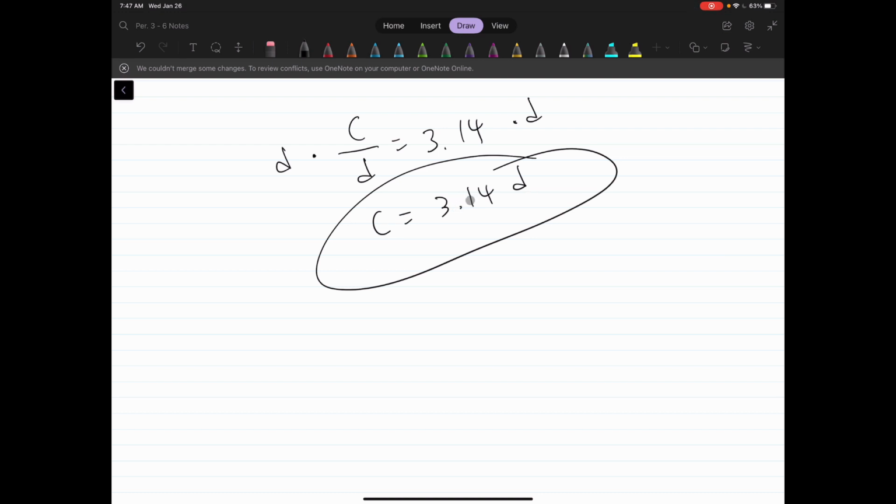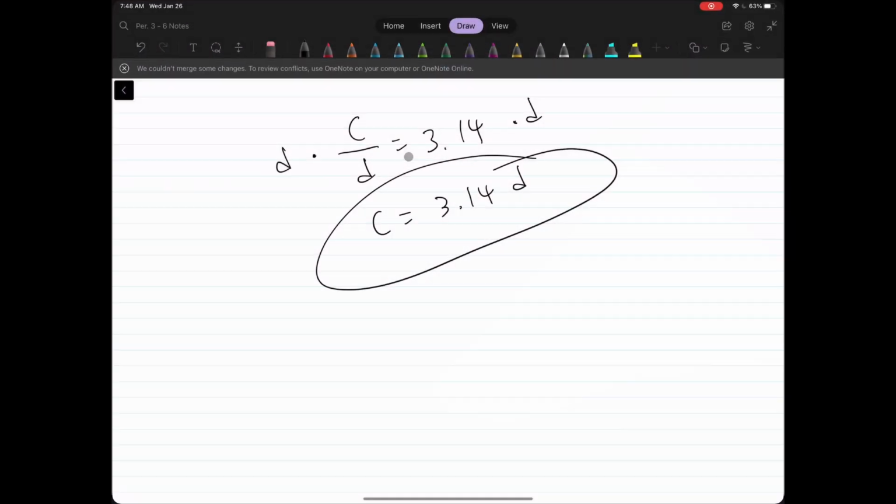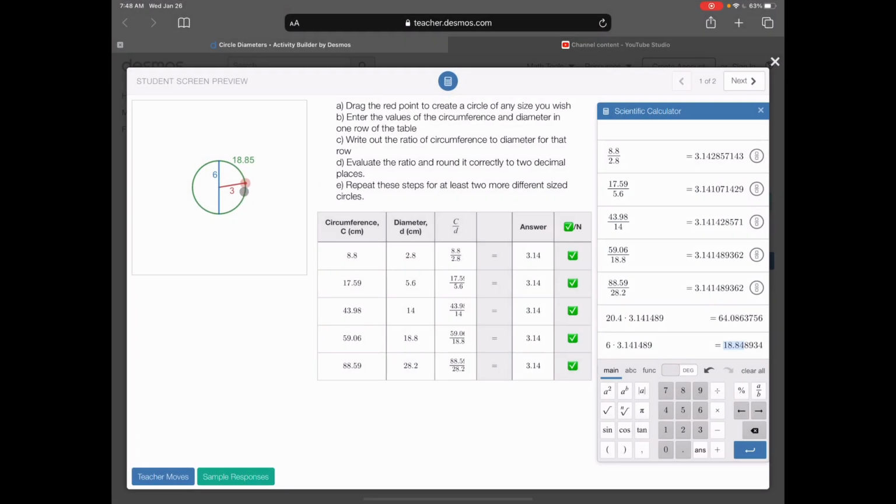Remember how I just told you, multiply the diameter by 3.14 and you get the circumference? Right here, if you take the diameter and multiply by 3.14, you get 18.85, right? So this equation, 3.14 times d, is equal to the circumference. 3.14 times the diameter is equal to the circumference. It just holds true for any circle. And that, my friends and my students, is what pi is.